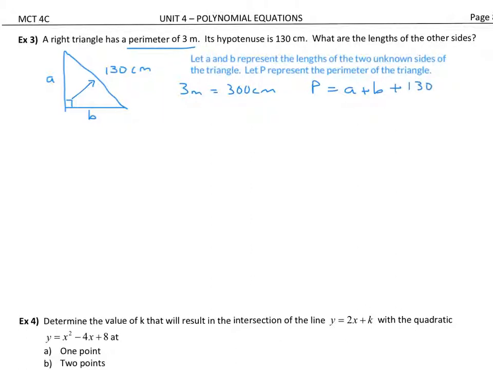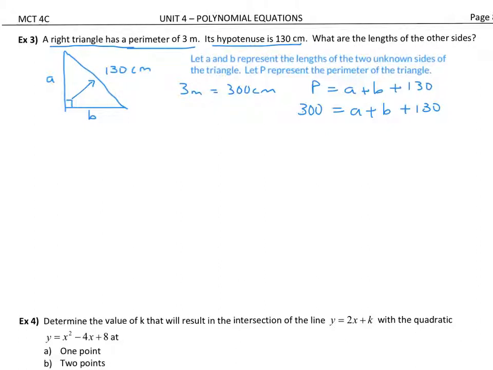So we have the fact that 300 was our perimeter. Where we have P, I'm replacing it with 300 because that is our perimeter. And we have 300 equals A plus B plus 130. Now, I can solve that equation for either A or B fairly easily. I've used this first sentence, and I have the hypotenuse already labeled. I don't really have another statement where a second equation falls out very easily.